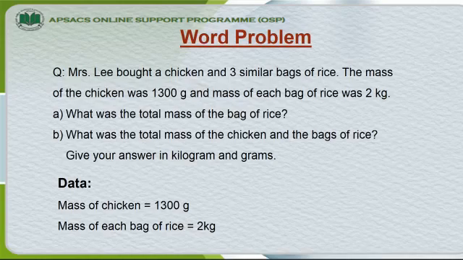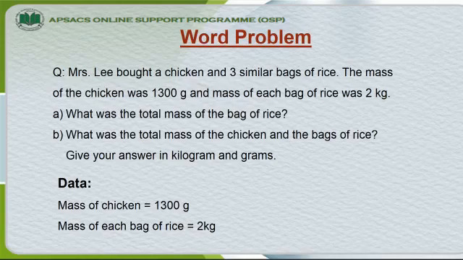So the question is, Mrs. Lee bought a chicken and 3 similar bags of rice. So she bought 2 things, a chicken and bags of rice. Now the mass of the chicken was 1300 grams and the mass of each bag of rice was 2 kg. Each means one bag of rice.